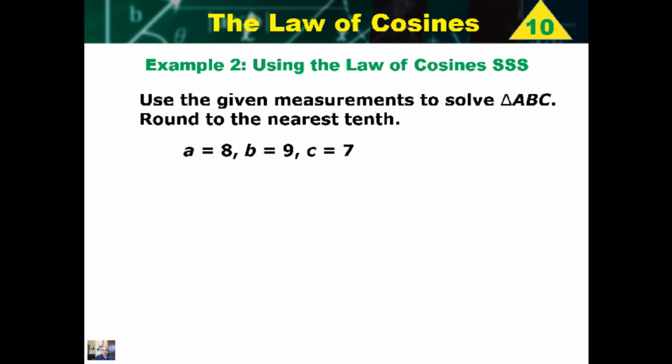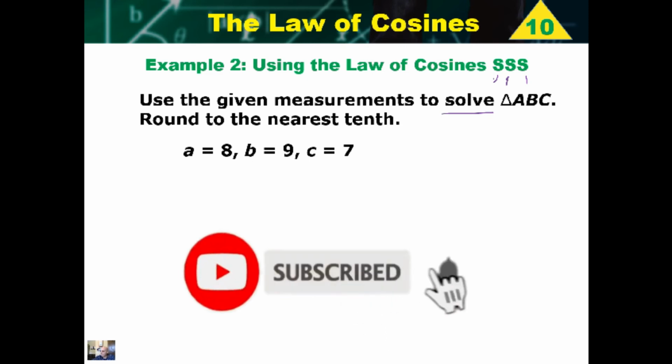Example number 2, and this one is a little bit unique because to solve means to find 3 angles and 3 sides. This one, however, has a side given, and another side given. No angle given. So how do you do it? Well, the law of cosine would help you with that. So let's get started. The law of cosine should help me with that.